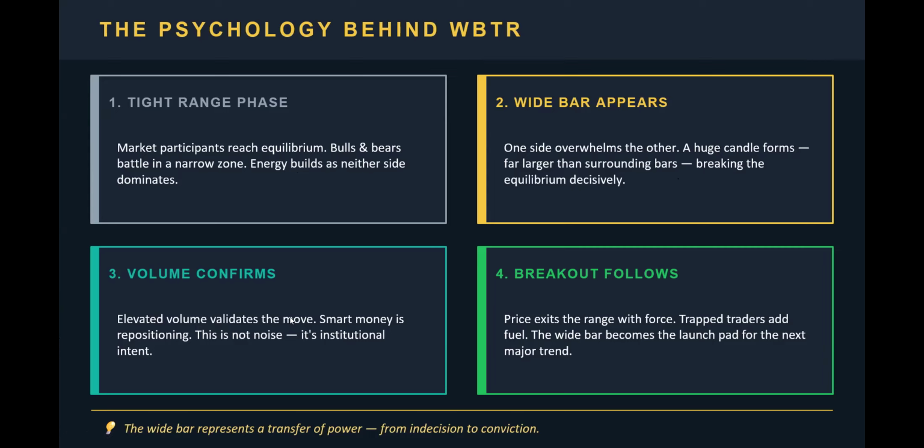See, volume has to validate. There may be fake bars also, widest range bars to trap traders. There are some situations like that. At that time also you need to confirm with volume. The smart money is repositioning. This is not noise. It is institutional intent.